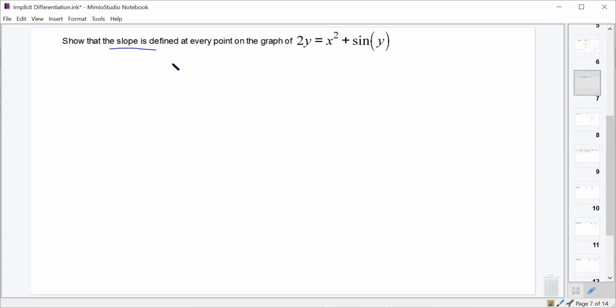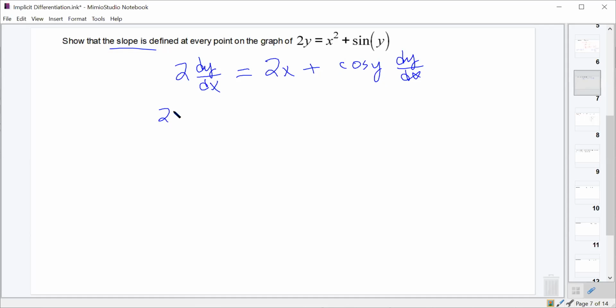Two times dy/dx. Good. 2 times dy/dx. What's the derivative of x squared? 2x. And the derivative of sine y? Cosine y times dy over dx. Perfect. And now we have 2 different dy/dx terms on opposite sides of the equal sign.